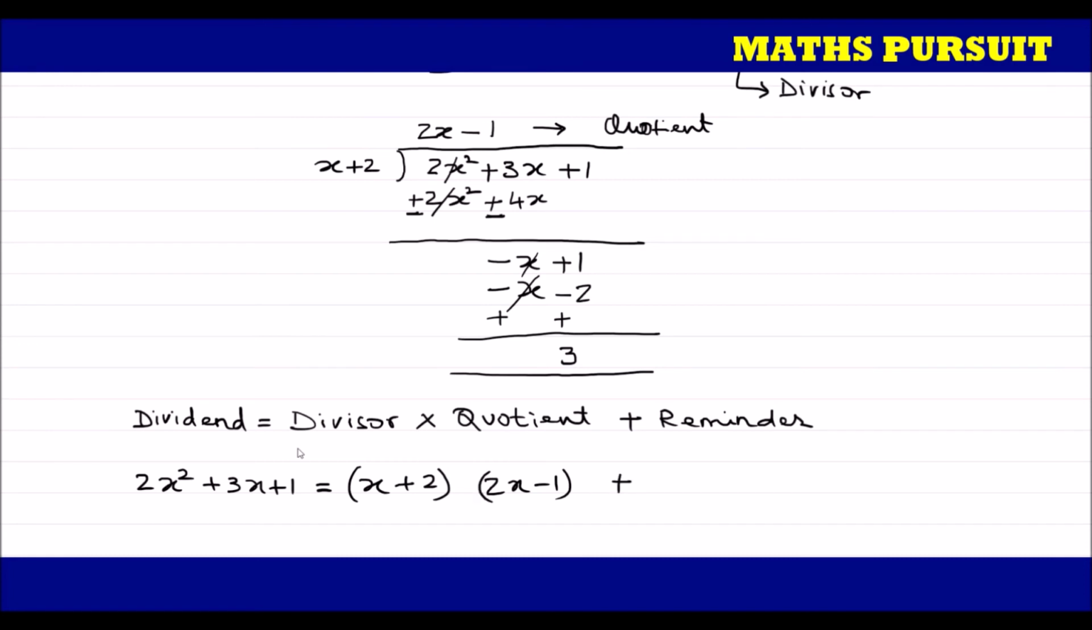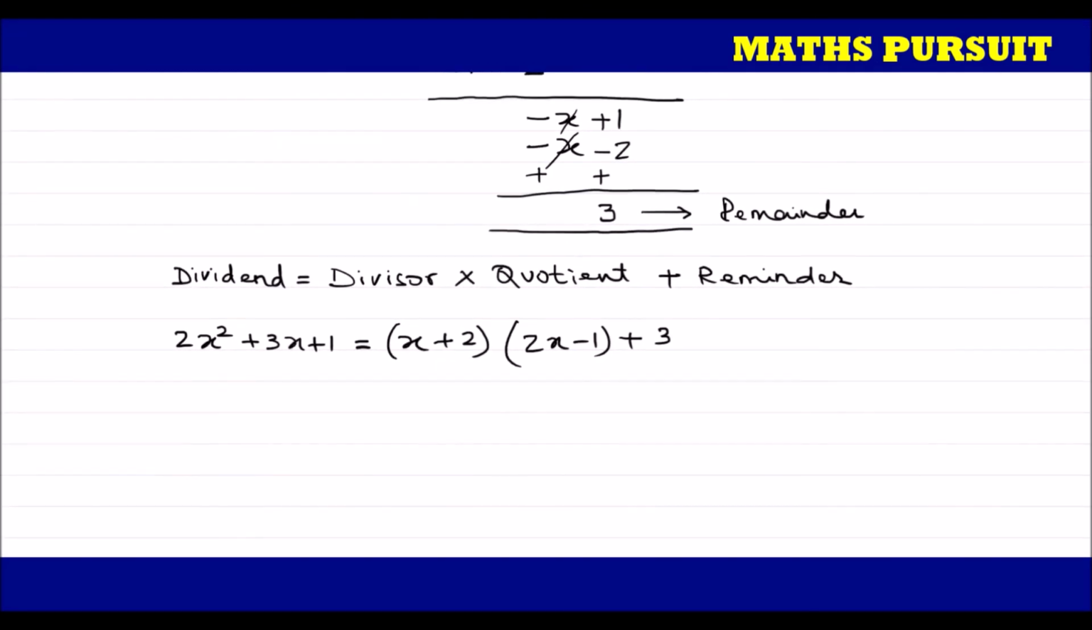So what is our remainder here? We have the remainder here as 3. This is our remainder. Now what exactly are we doing? We are checking our calculation, whether it is correct or not. Our formula says dividend is equal to divisor into quotient plus remainder. So we are applying that formula and checking our calculation.